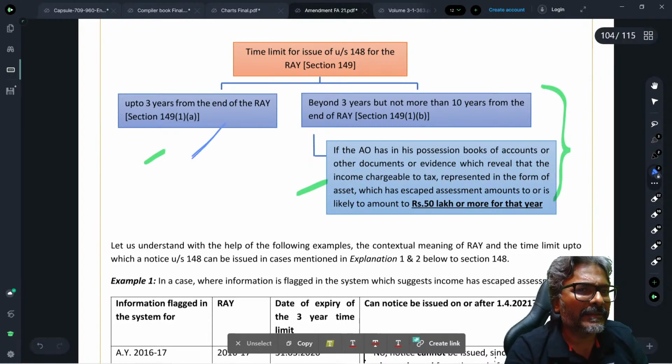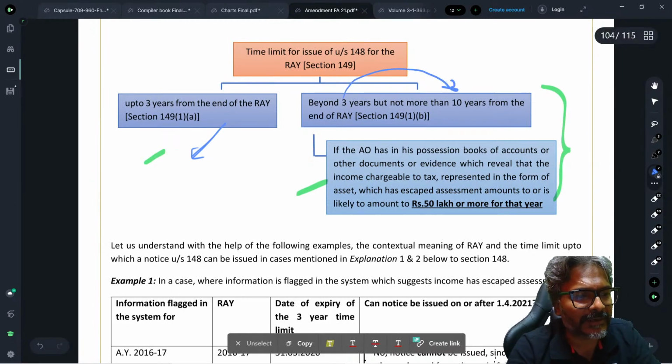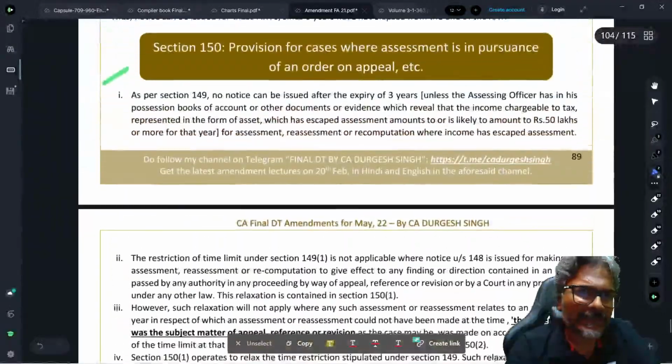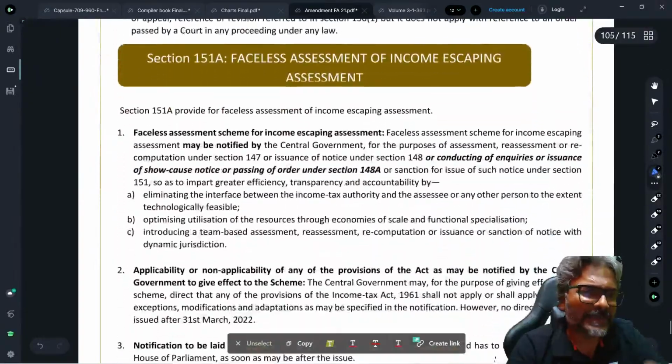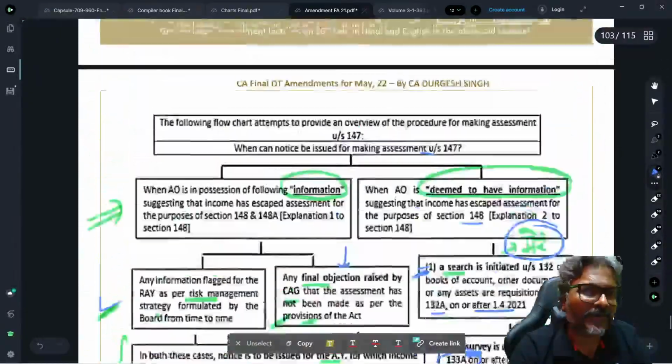By the way, the notice can be given for the last 3 AYs, or as I told you, the notice can also be extended from 3 AYs to 10 AYs. Is that clear to all of you, students? This 10 AYs would be happening only if the undisclosed income represented by the asset is 50 lakhs or more during that particular year. So with that, students, we are done with this. I'm just concluding this particular part now. So this is all of your reassessment of 147.